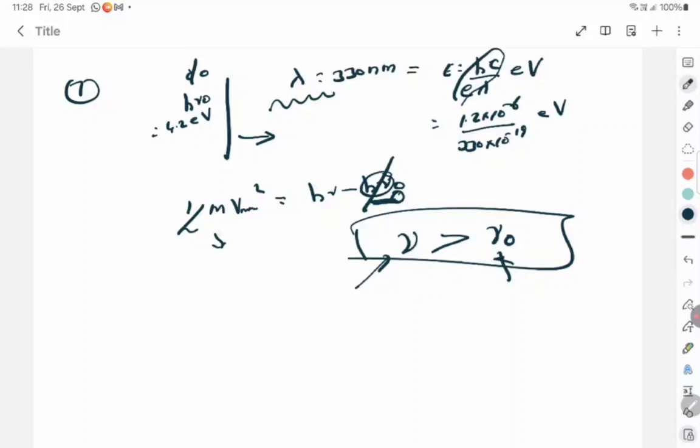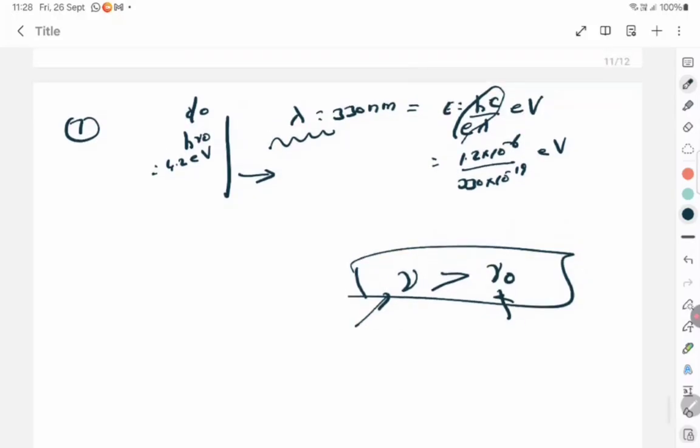Let's find the threshold. There's no need of this formula here. For this sum, there is no need of this. This is the analysis you need to do. Nu is the incident frequency. So no need for all this. Or you can compare h into nu greater than h into nu naught also. The incident energy is greater than the threshold energy. And the best part is the threshold energy is nothing but phi naught, whose value is already given.